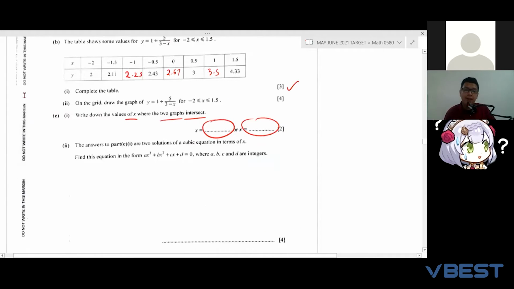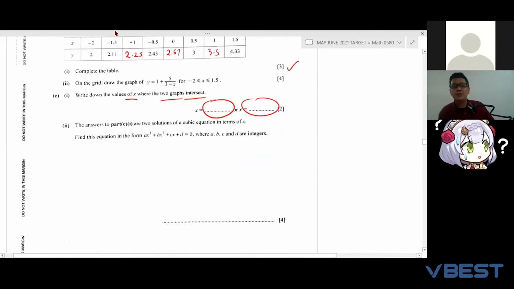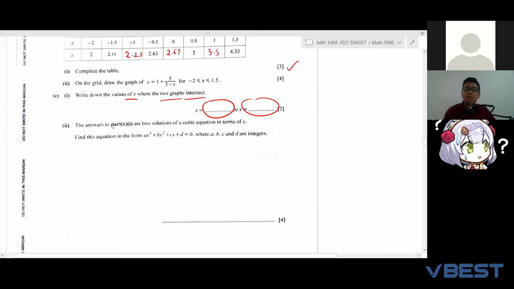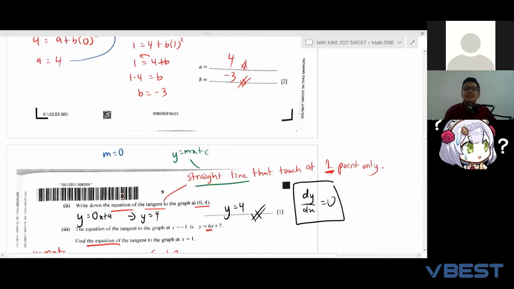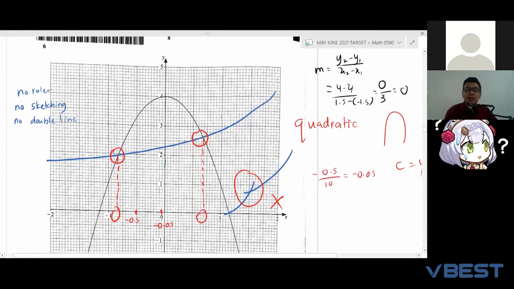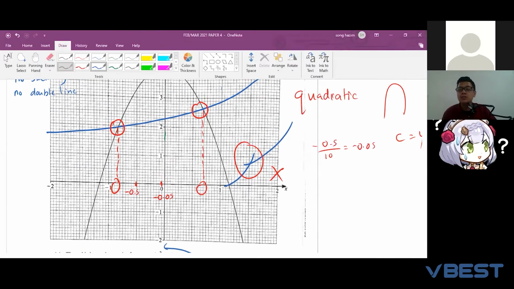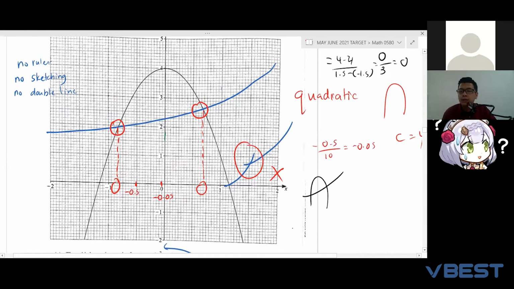Okay, all right. This is actually one of the hard questions. I already predicted that there must be one of the hard questions in the graph question, and not just hard, it's also confusing. So the answer to part C1 are two solutions of a cubic equation in terms of x. Find this equation in the form ax cubed plus bx squared plus cx plus d. I know this is annoying, but as you can see, this is the intersection of two lines, one quadratic line and one of these equations.